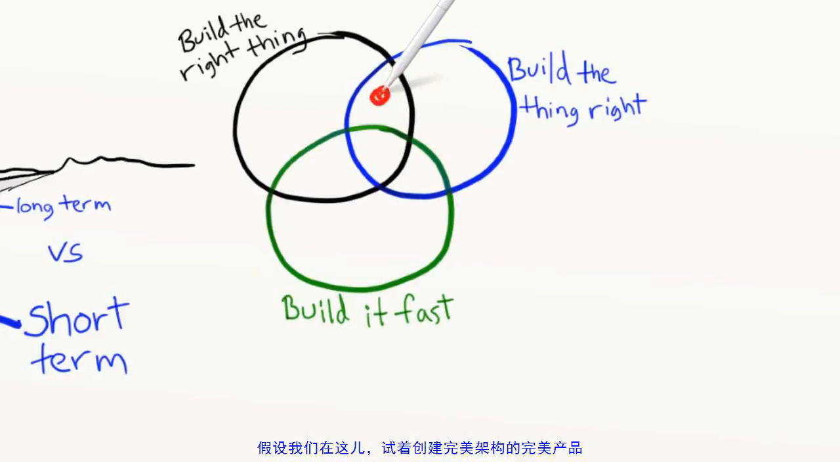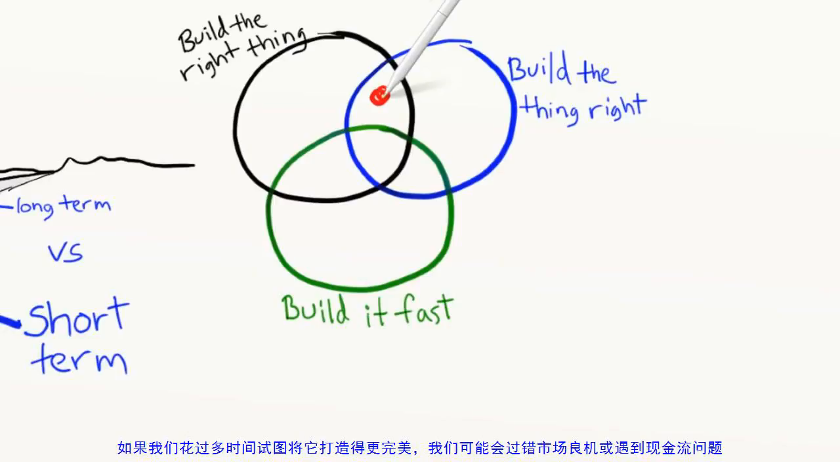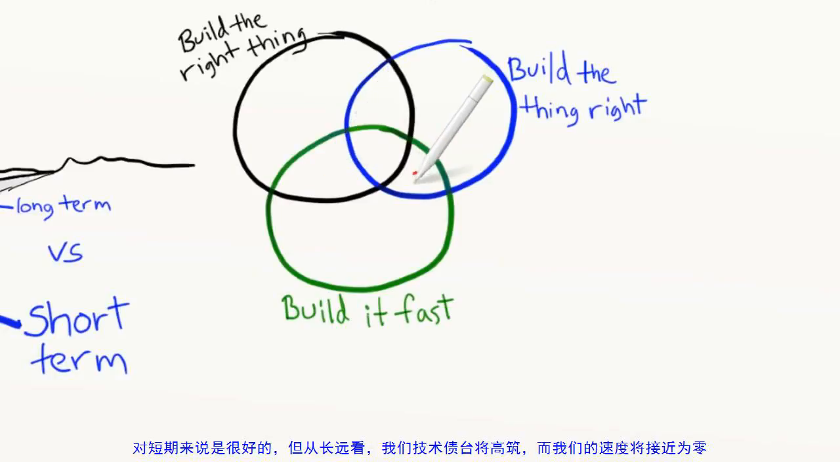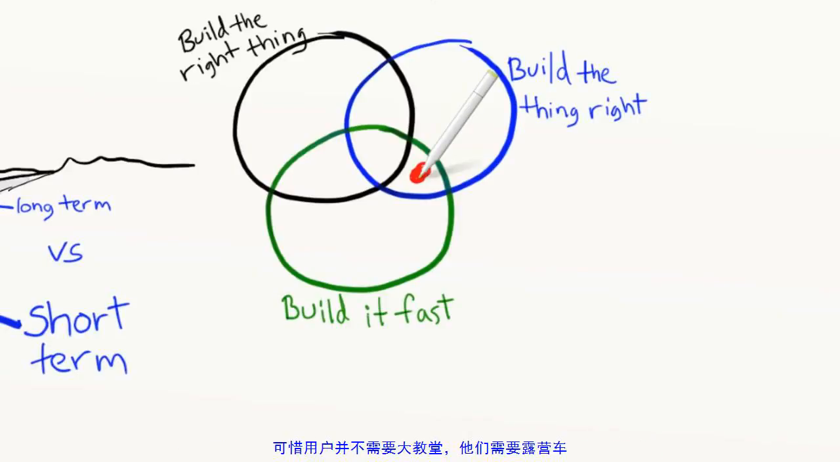Suppose we are here, trying to build the perfect product with the perfect architecture. If we spend too much time trying to get it perfect, we may miss the market window or run into cash flow problems. Or suppose we are here, rushing to turn a prototype into a usable product. Great for the short term perhaps, but in the long term we might be drowning in technical debt and our velocity will approach zero. Or suppose we are here, building a beautiful cathedral in record time, except that the users didn't need a cathedral, they needed a camper van.